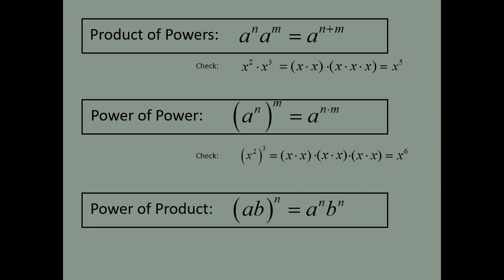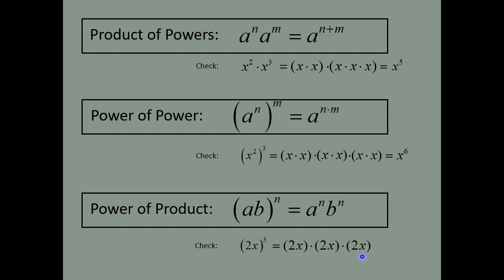And our last rule for products is the power of a product. In this case, we can apply the exponent to both of the factors inside the parentheses, as long as this is multiplication. Let's check this one. 2x to the third power. We'll write that out the long way.